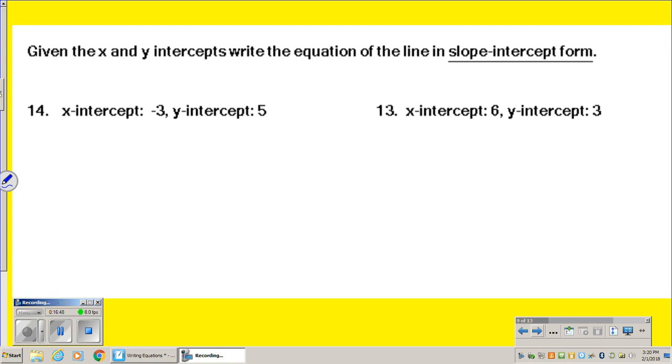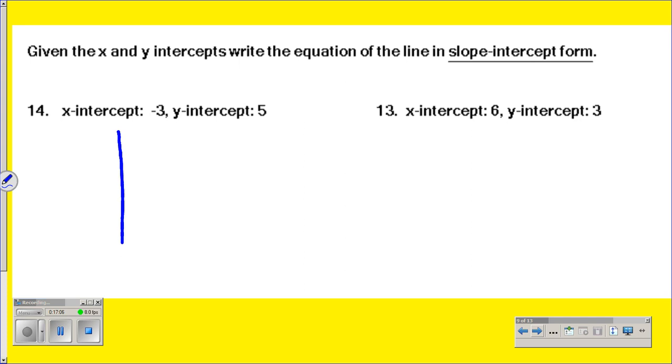Okay, one more type of problem in today's lesson. It says, given the x and y intercepts, write the equation of the line in slope-intercept form. So they're telling us that the line has an x-intercept of -3 and a y-intercept of +5. First of all, let me give you a visual of this. I'm going to draw a quick little coordinate plane.